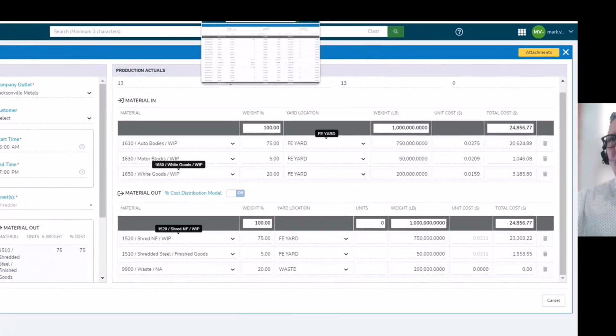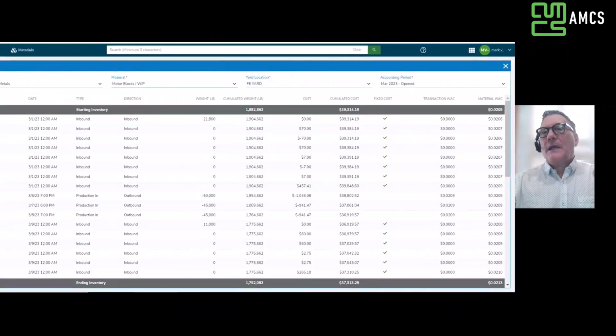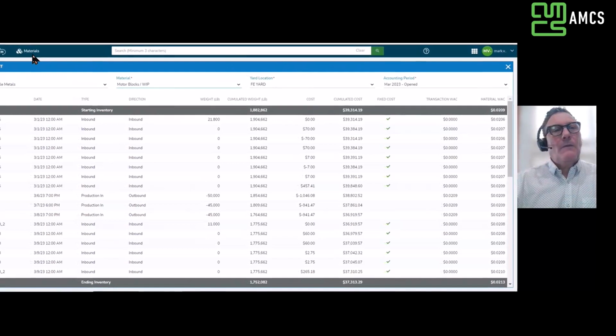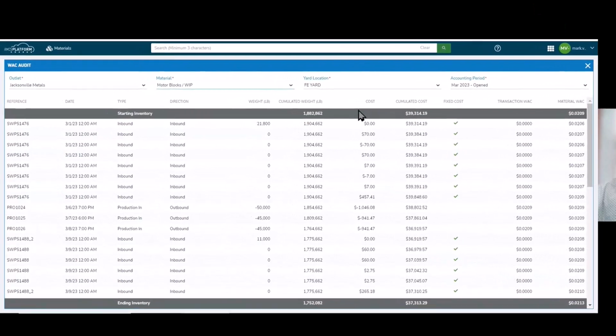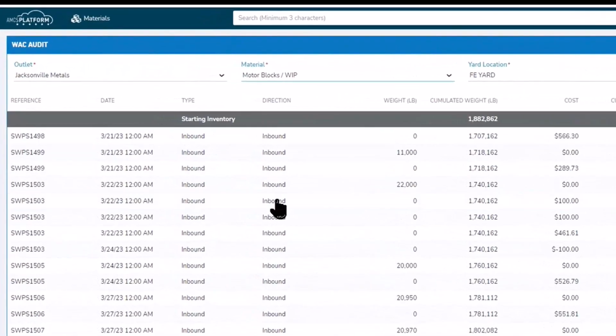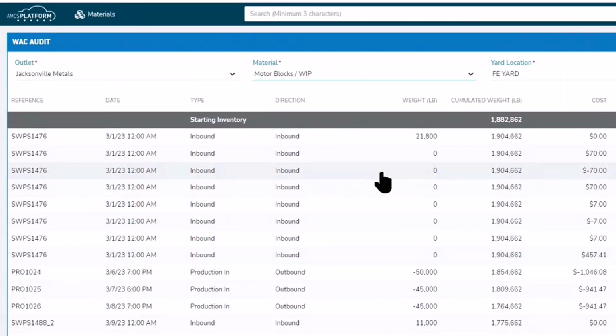Now, again, managing inventory in a scrapyard is extraordinarily complicated. One of the tools we have to monitor that inventory cost, because we've got our beginning of month value, we've got purchases coming in at all different prices, we've got transfers from other facilities coming in at different prices, we've got adjustments that are happening to inventory, is a weighted average cost audit. So what I've selected here is at a given facility, for a given commodity, for a given yard within that facility, for the March accounting period, this audit trail shows me every single transaction in an accumulated fashion.